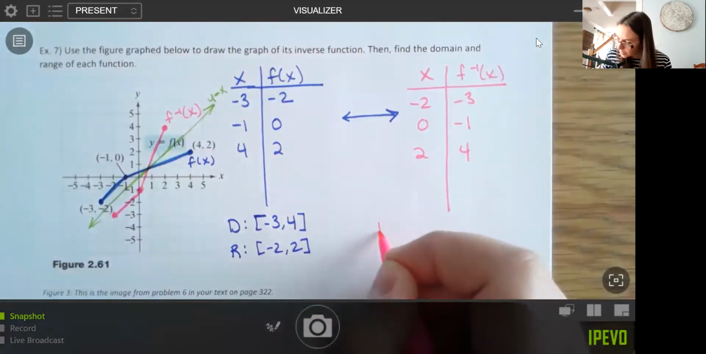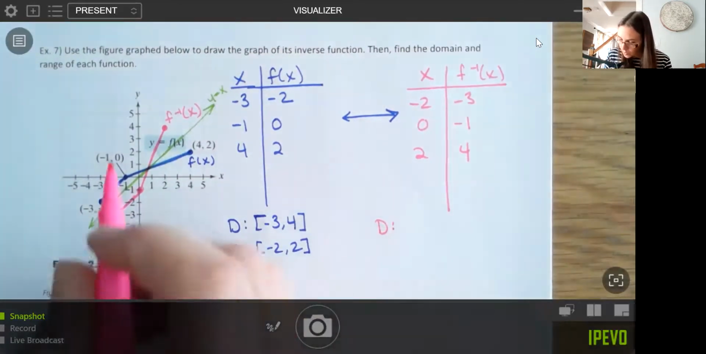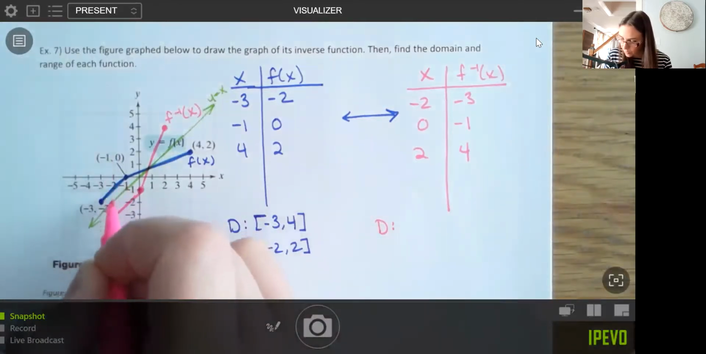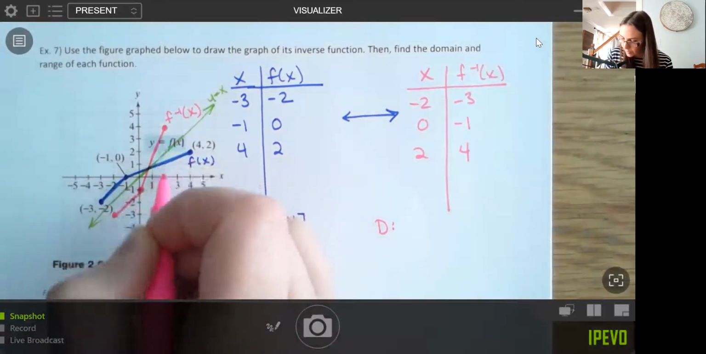Now for my inverse, let's check out our domain. So our domain, remember, these are your x values. So I go from x is -2 up to x is +2.